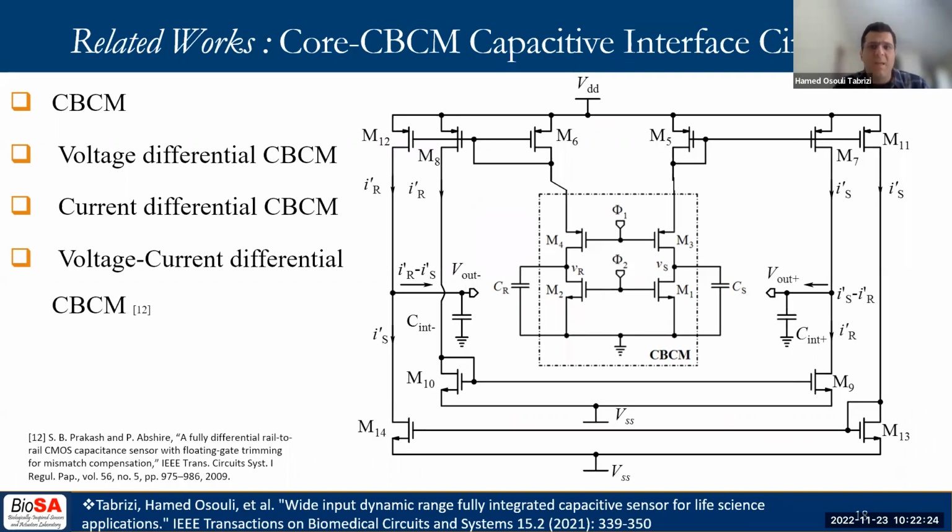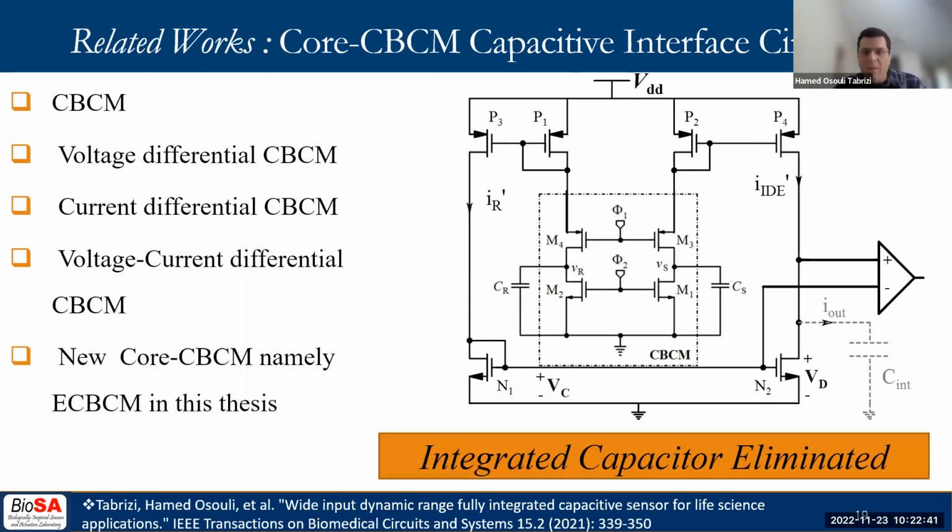Current differential CBCM has been popular since then. So another group doubled its dynamic range by adding another set of current differential pairs to create a negative output voltage. The resulting differential output had twice the dynamic range. The dynamic range of these circuits was still in the range of a few to some tens of femtofarad. Here is our design proposed in the thesis. We've used an op-amp on a current differential CBCM and eliminated the integrating capacitor.